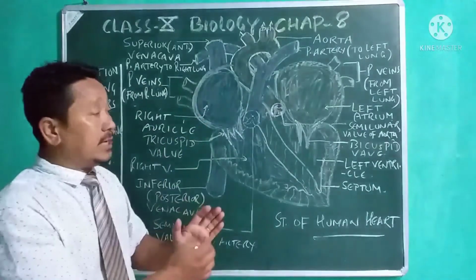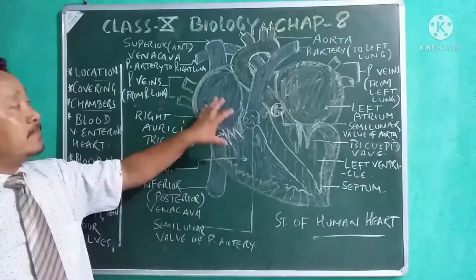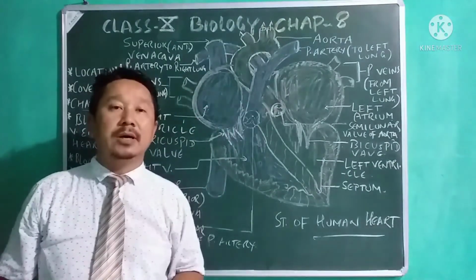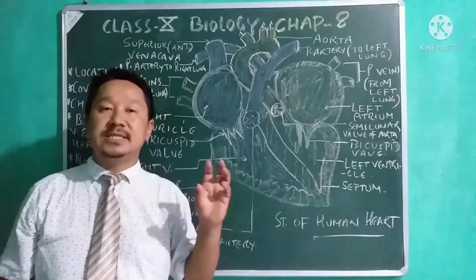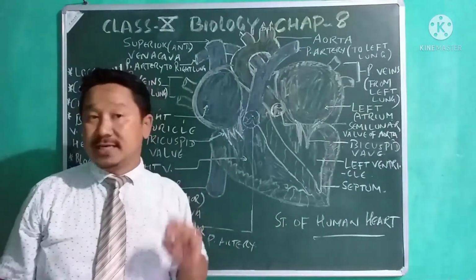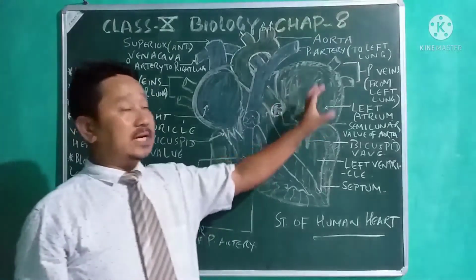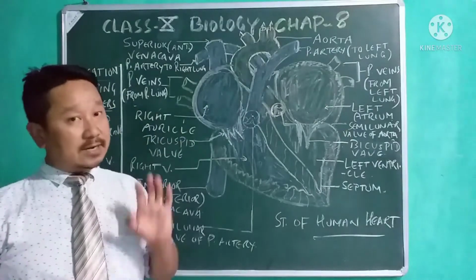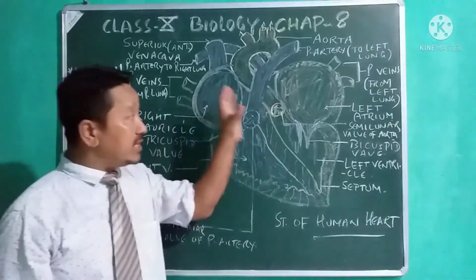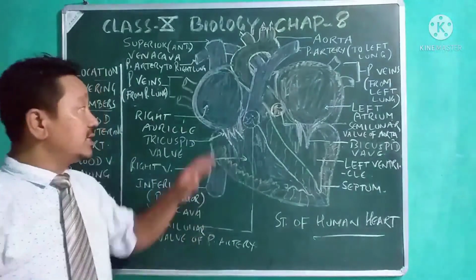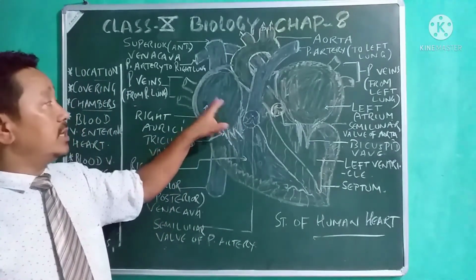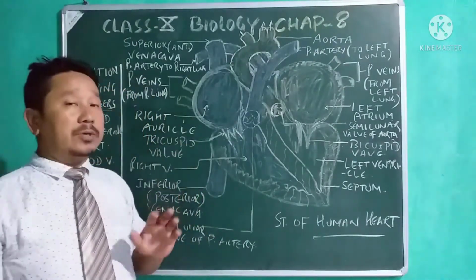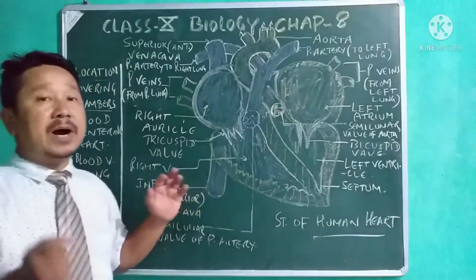So in common sense, what you can also understand is that the right side of the heart is responsible for dealing with the impure blood, deoxygenated blood, which means blood rich in carbon dioxide. And the left side of the heart is responsible for dealing with the pure blood, or oxygenated blood. As far as the function of each chamber is concerned, your right auricle is to receive the impure blood from the different parts of the body.